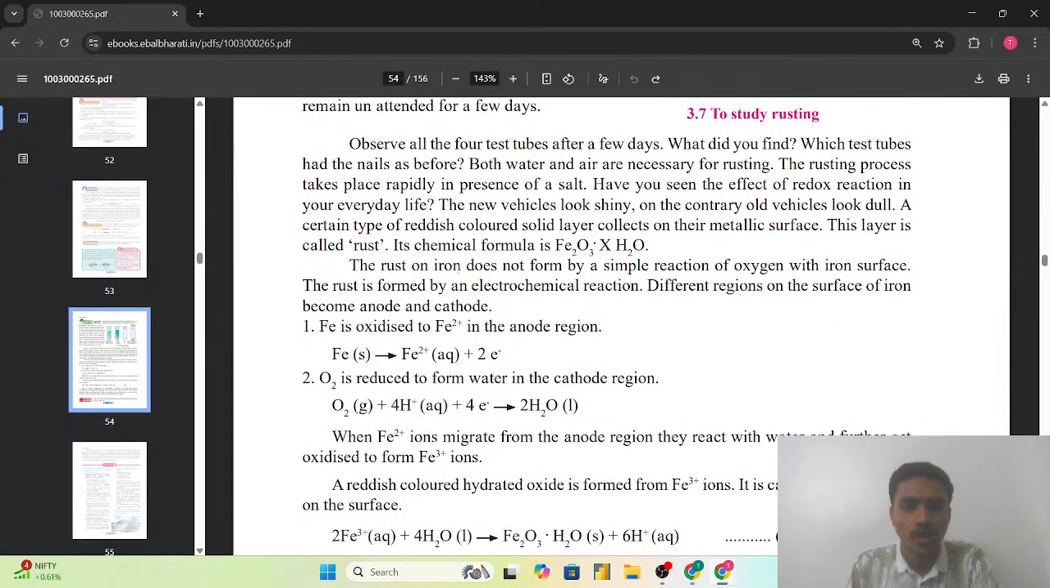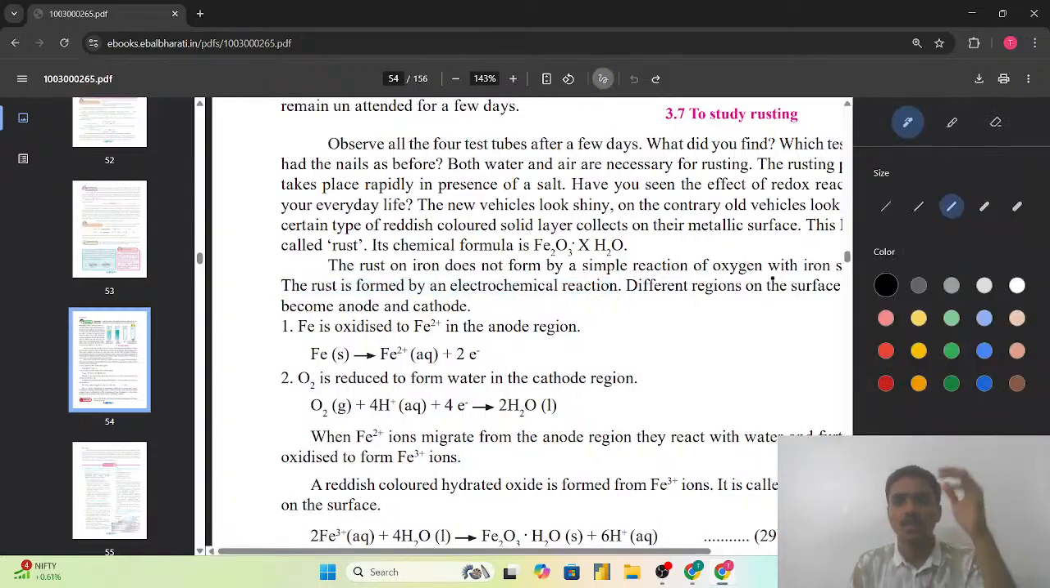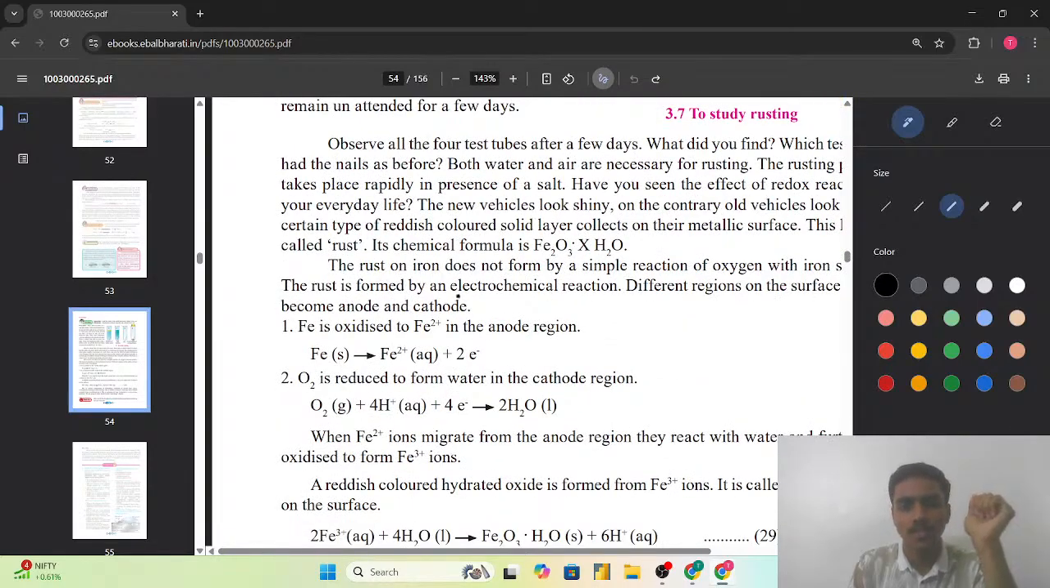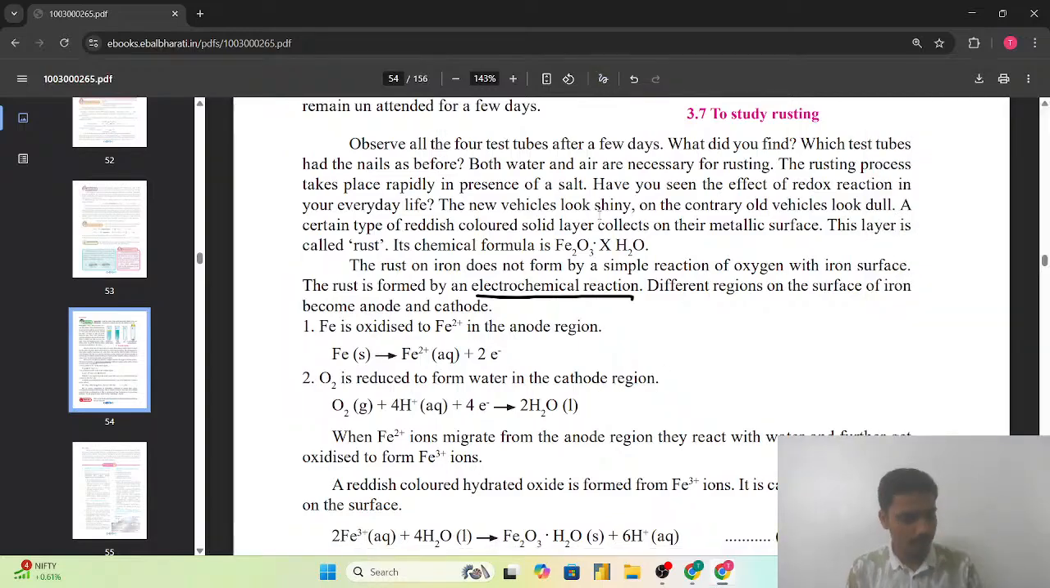So the rust on iron does not form by a simple reaction of the oxygen with the iron surface. The rust is formed by an electrochemical reaction. This is again one of the important parts, कि electrochemical reaction, अभी हमने तो देख लिया कि केमिकल रिएक्शन क्या है, इलेक्ट्रोलिसिस हमने देख लिया। सो ये इलेक्ट्रोकेमिकल रिएक्शन क्या है? That is the reaction which is occurring electrochemically, that we will see here, we are having here the description about that part. We will study about this.